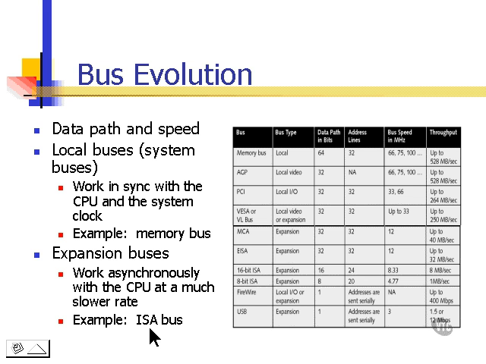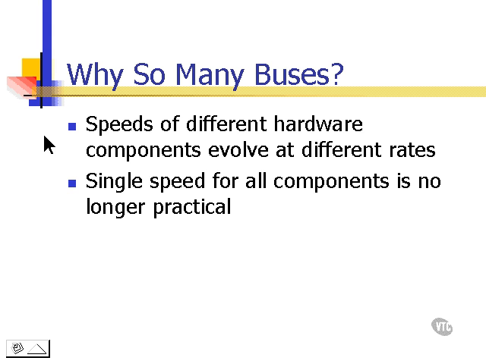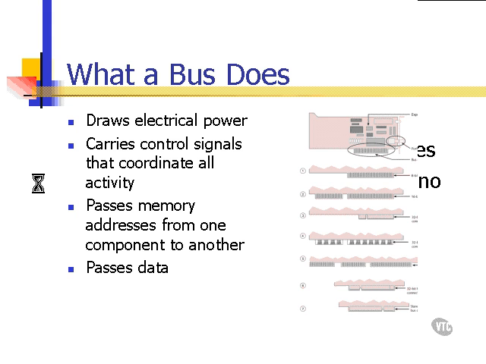So why do we need so many different buses? Well, two reasons. Number one, the speeds of different hardware components evolve at different rates. And number two, a single speed for all components is no longer practical. Why not? Well, let's take a look at what a bus does.